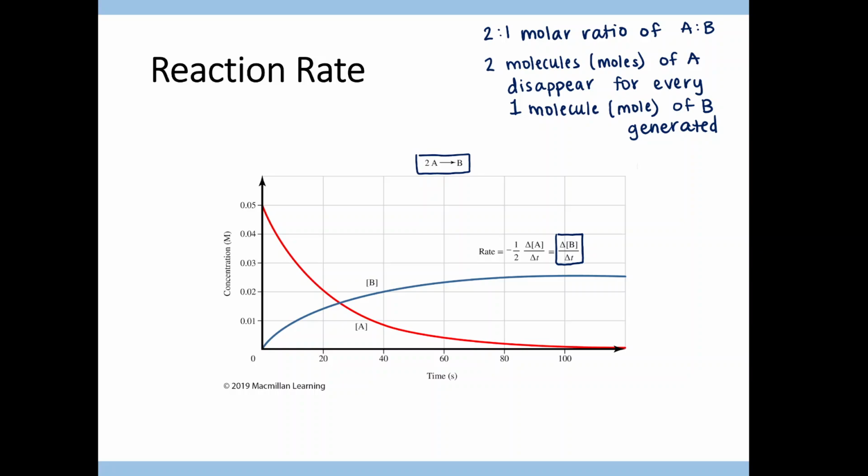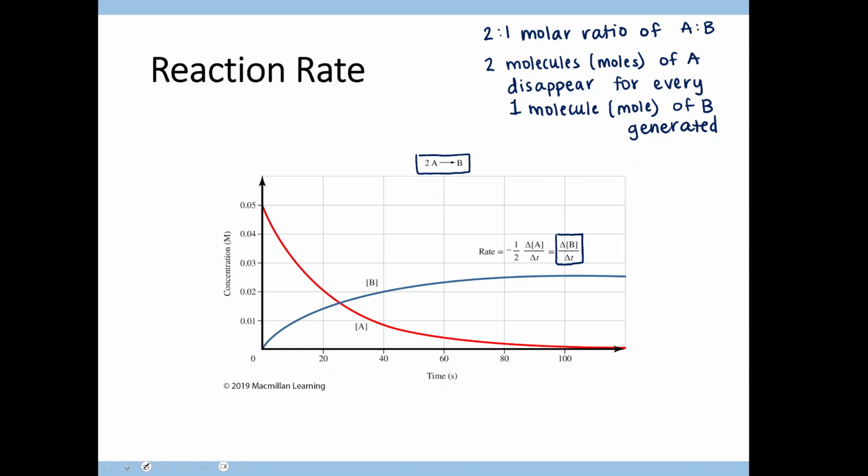So we would have to have these two equations be equal to each other, change in A over delta T to delta B over delta T. We need a 1/2 in front of, multiplied by delta A over delta T. So the molar ratio, the coefficients of the reactants that are part of a reaction influence the reaction rate.